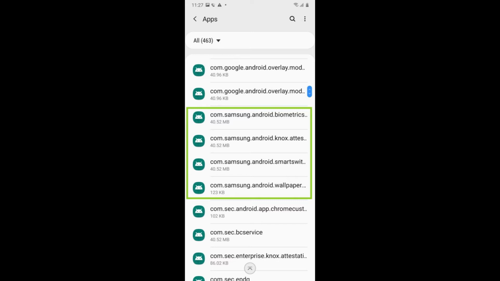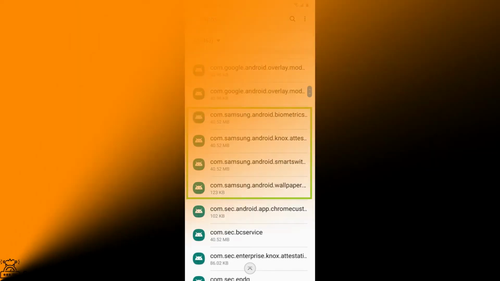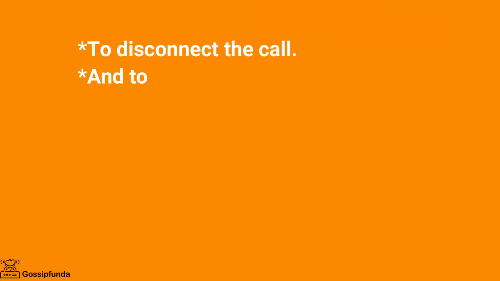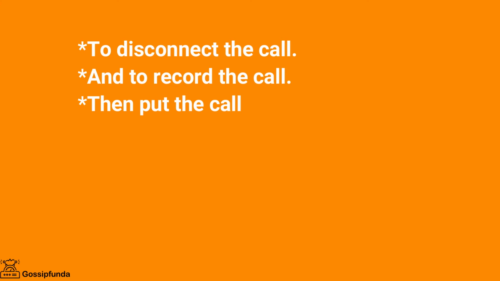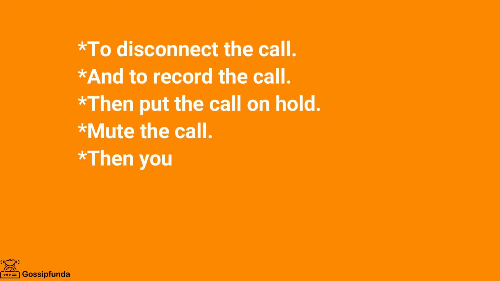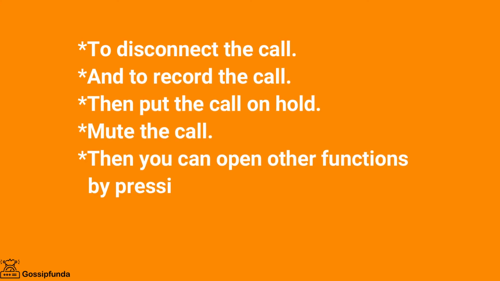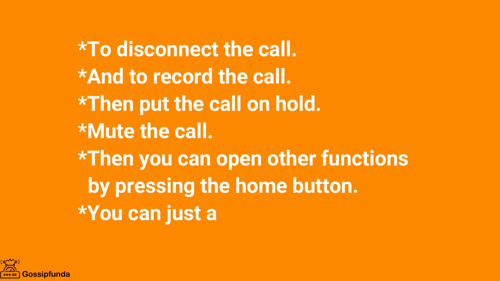After the in-call UI is turned off, the following things will appear on your screen: to disconnect the call and to record the call, put the call on hold, mute the call. Then you can open other functions by pressing the home button and you can also add another person on the call.